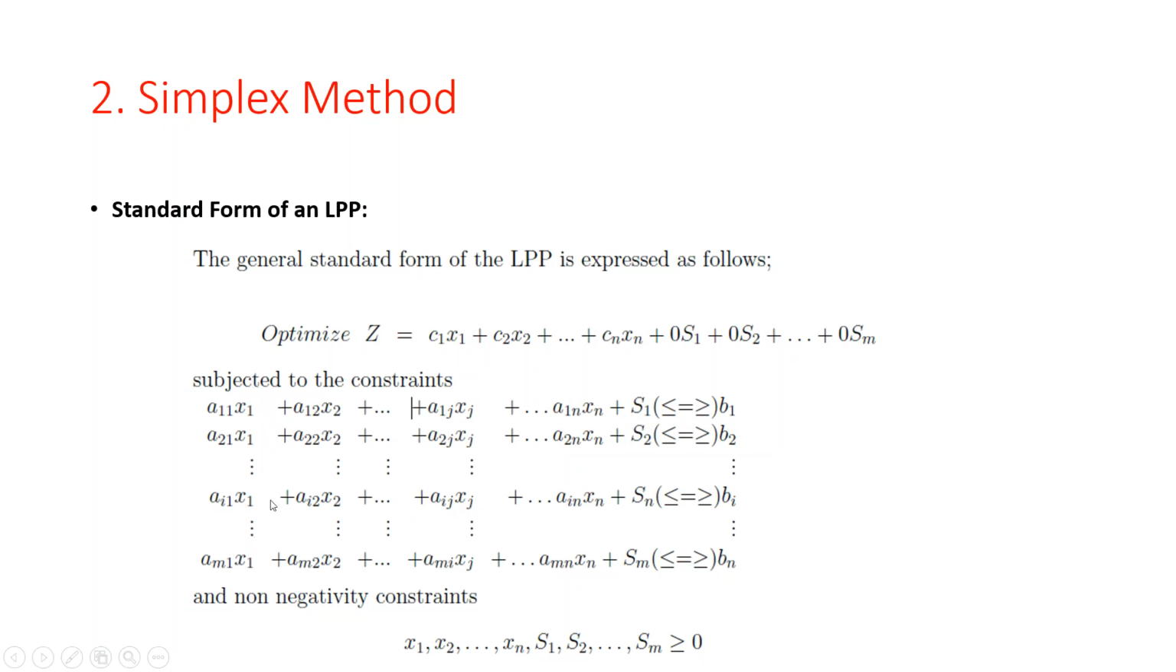In the graphical method we use only two decision variables, but in the simplex method we can use more than two decision variables, like a11 x1, a21 x1, ai1 x1 and am1 x1. There are different types of decision variables we can use in the simplex method. The non-negativity constraints are x1, x2 up to xn, and s1, s2 up to sm, all greater than or equal to 0. This is the standard form of a linear programming problem in the simplex method.